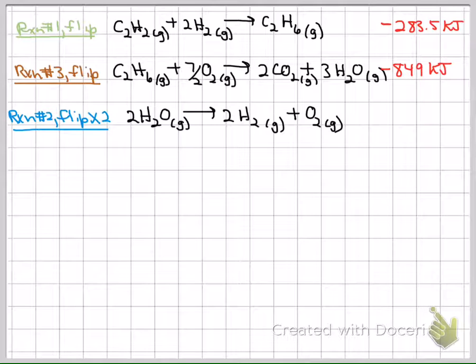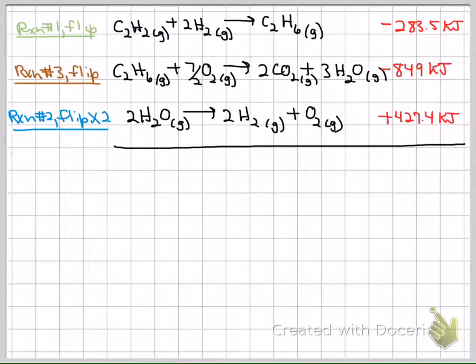Now, that means when I get the enthalpy change, I'm going to change the sign, but I'm also going to double the value. So that goes from being negative to positive, and then I doubled the 213.4, which gives me positive 427.4. Now I'm going to add these three equations together, and if I've kept my eye on the proper positioning and the proper numbers, things should cancel out and I should get to my target.